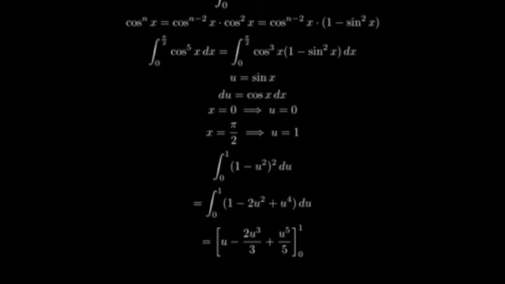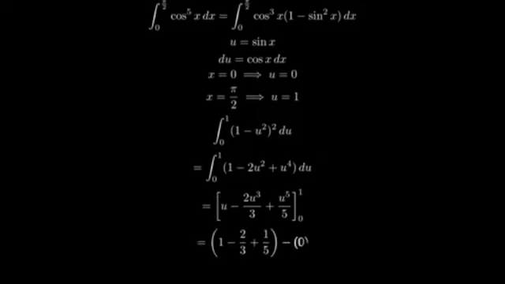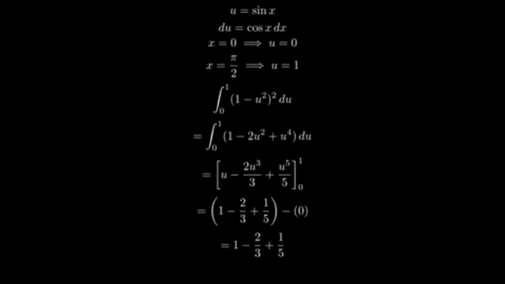Let's evaluate at the limits. When u equals 1, we get 1 minus 2/3 plus 1/5. When u equals 0, we get 0 minus 0 plus 0. This gives us 1 minus 2/3 plus 1/5.